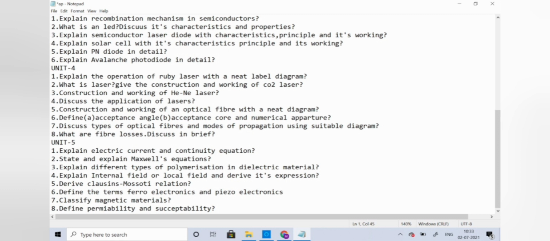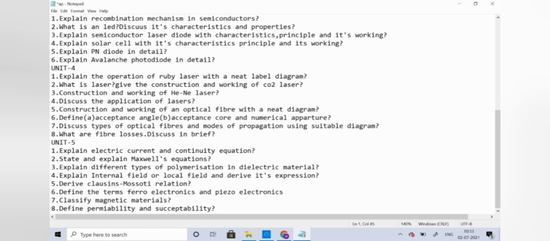And now coming to the fourth question, explain internal field or local field and derive its expression. This question, if you have time, you learn it, otherwise one day before the exam, just go through the question. And next, derive Clausius-Mossotti relation. Yes, this is also important, please learn it.